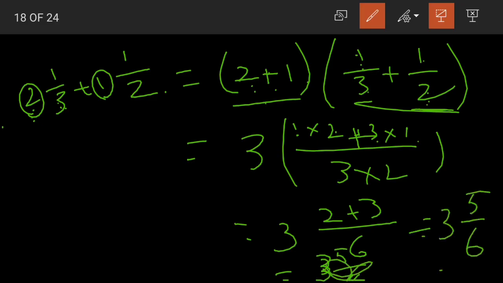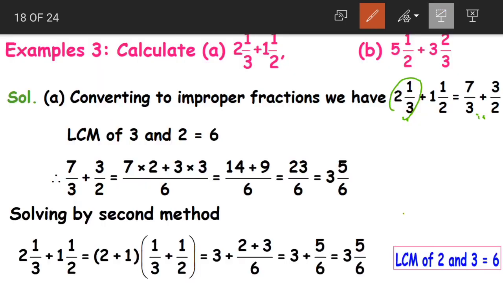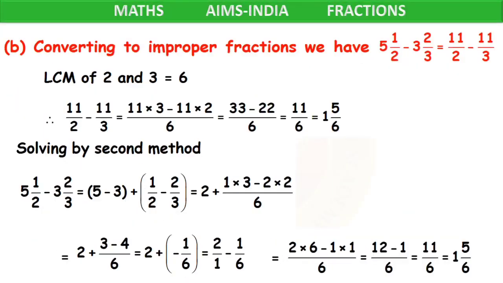It is again an easier way to solve, right? What did we do? It is the same as our previous answer. First we took the whole number parts and added them, and then we took the fractional parts and added them. Now when we put both the whole number and fractional parts together, it gives us the answer. Clear, students? These were the two methods of calculating.